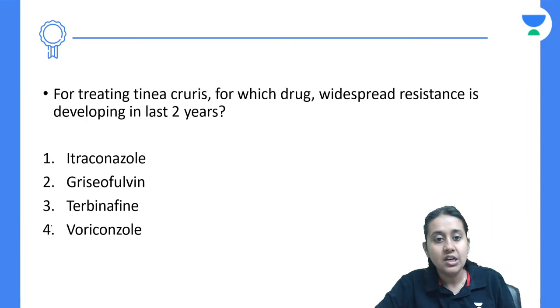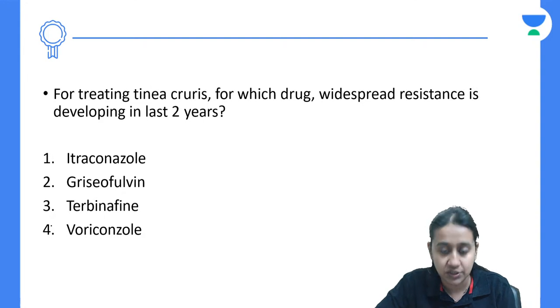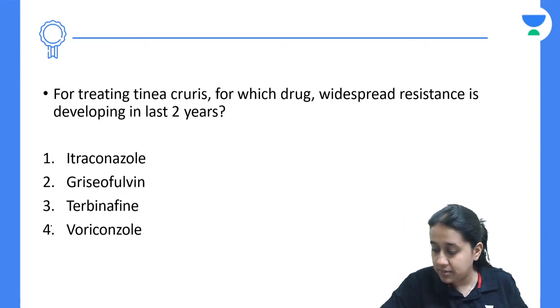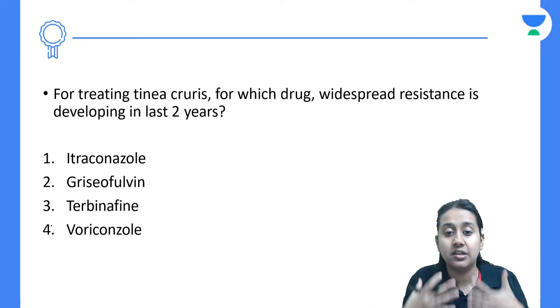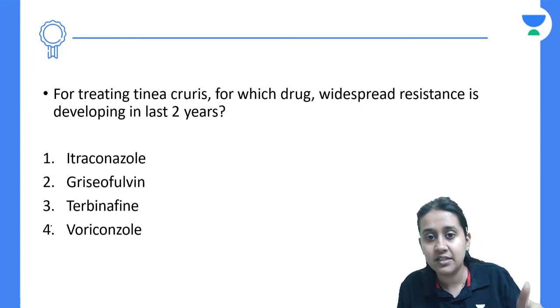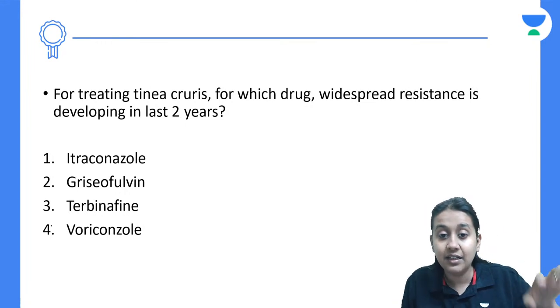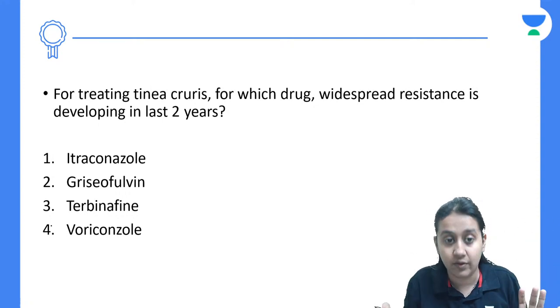Very nice. For treating tinea cruris, for which drug there is widespread resistance being developed in the last 2 years? Which is that drug? Akansha, please remember, first of all, pityriasis versicolor is very common on the trunk. Lesions of pityriasis versicolor on the face are very rare, and it usually presents very late in the course when the whole body is involved.